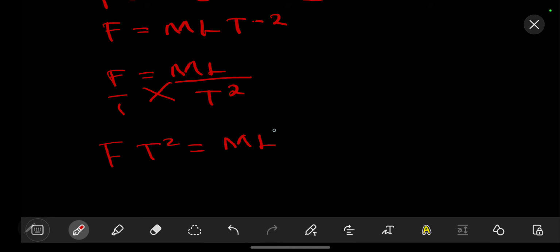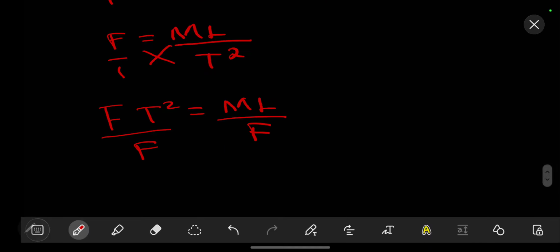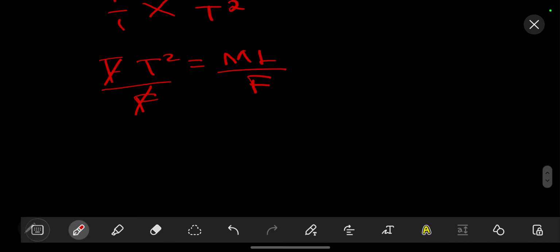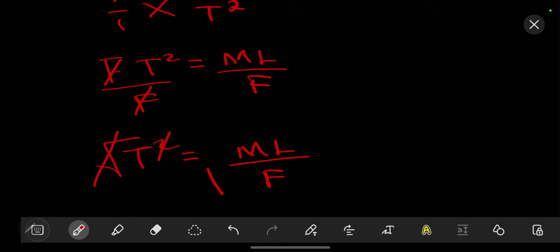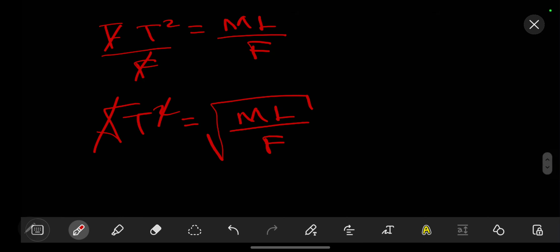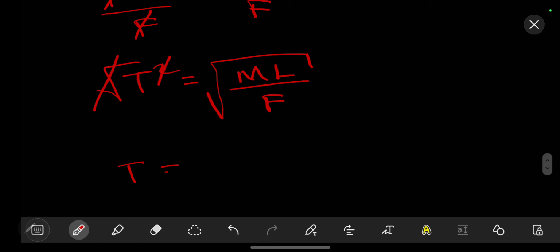So after doing that, we are going to get over our force, like that. So this is what we have. Our time squared should be equal to ml over the force, like that. But we need to find the square root so that we eliminate this square. Then what we do on one side, we have to do on the other side. So your t should be equal to the square root of ml over F.